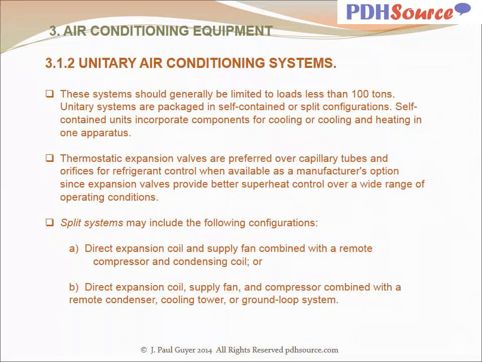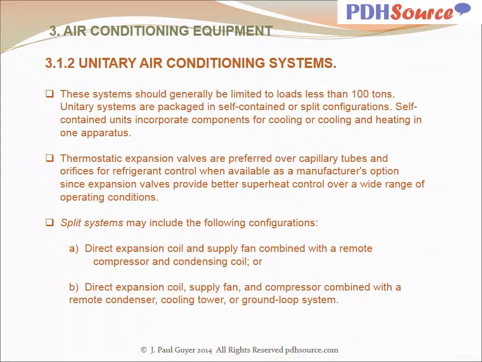The next category of air conditioning systems is unitary air conditioning systems. These should generally be limited to loads less than 100 tons. Unitary systems are packaged in self-contained or split configurations. Self-contained units incorporate components for cooling or cooling and heating in one apparatus. Thermostatic expansion valves are preferred over capillary tubes and orifices for refrigerant control when available as a manufacturer's option, since expansion valves provide better superheat control over a wide range of operating conditions.